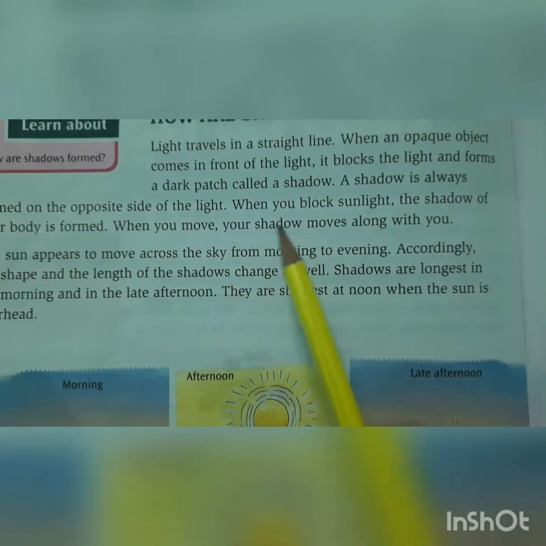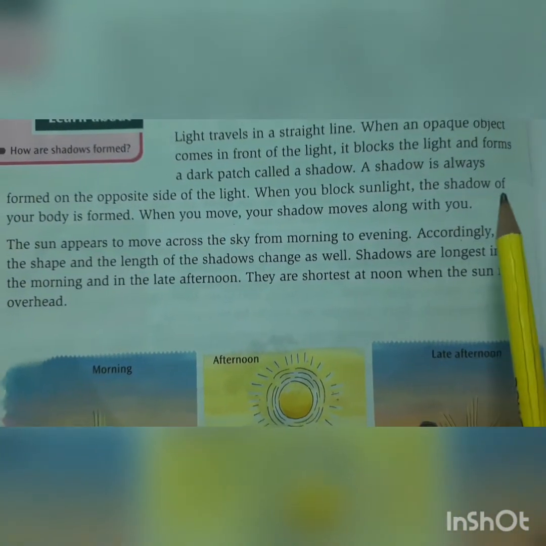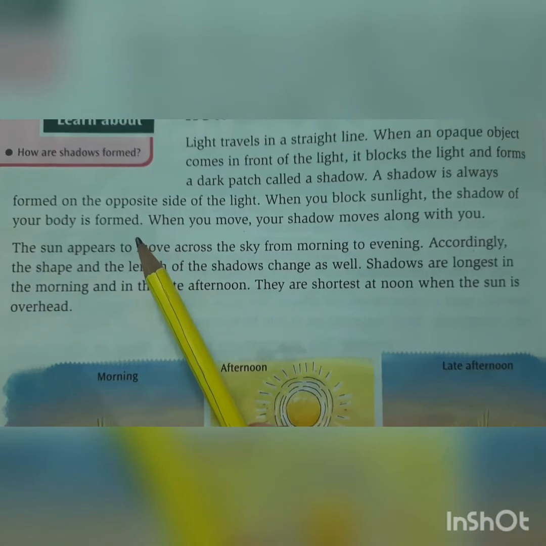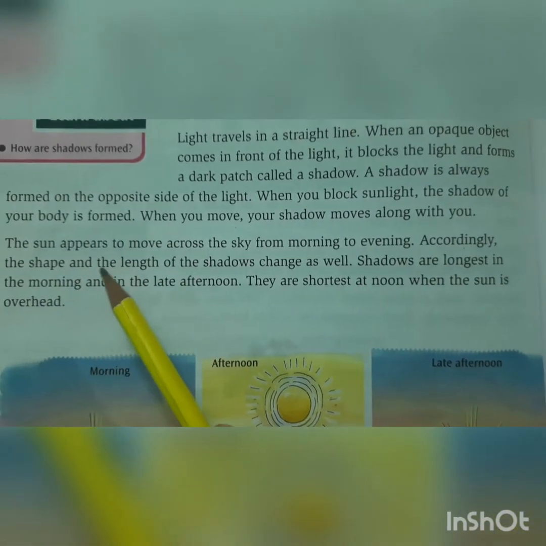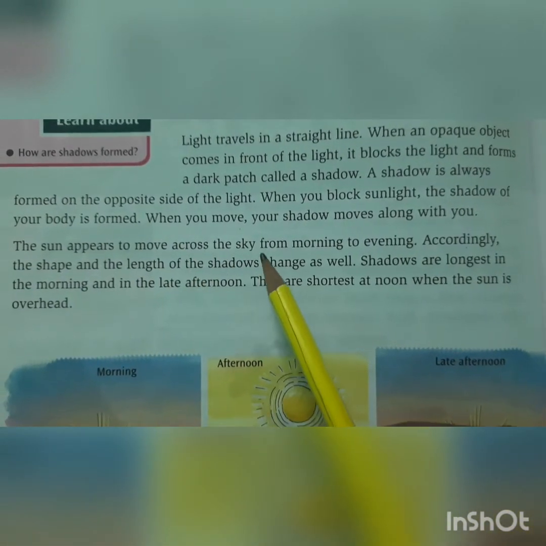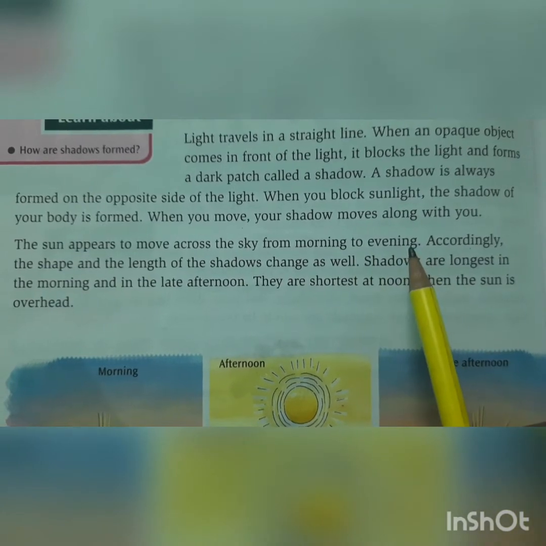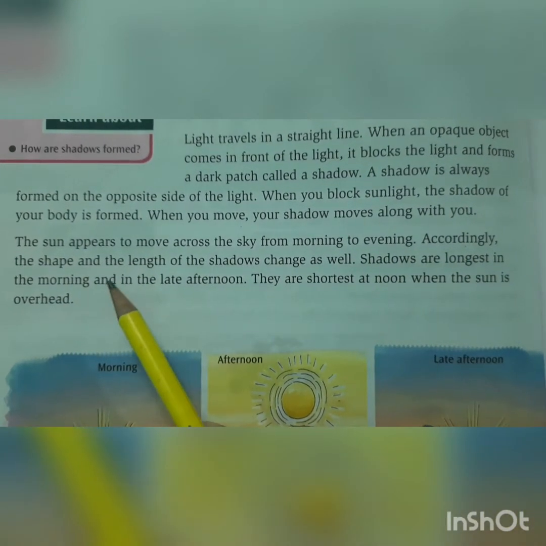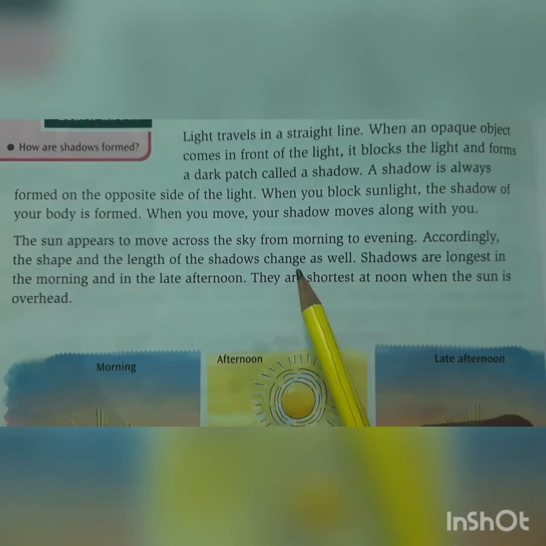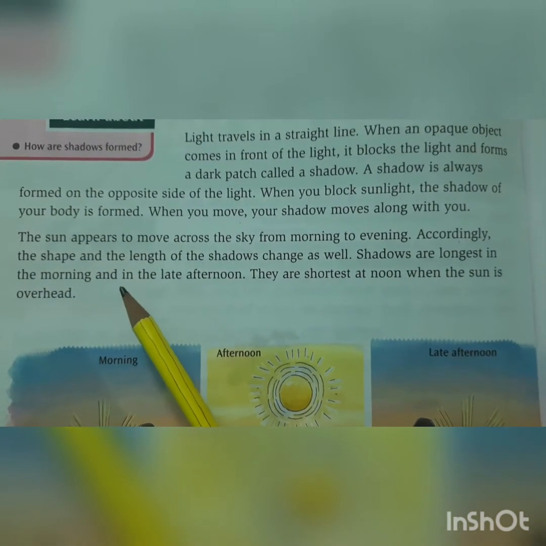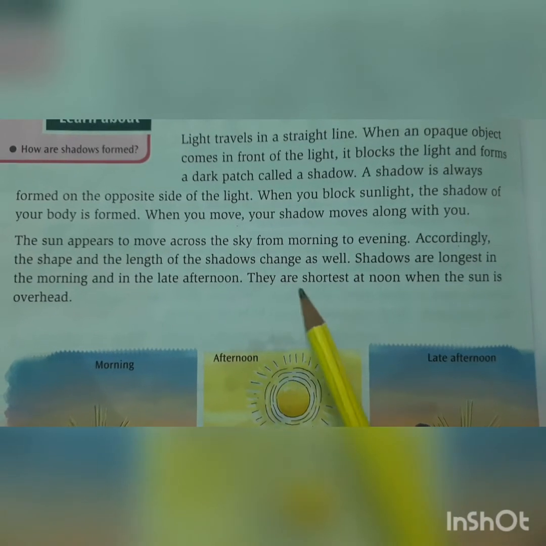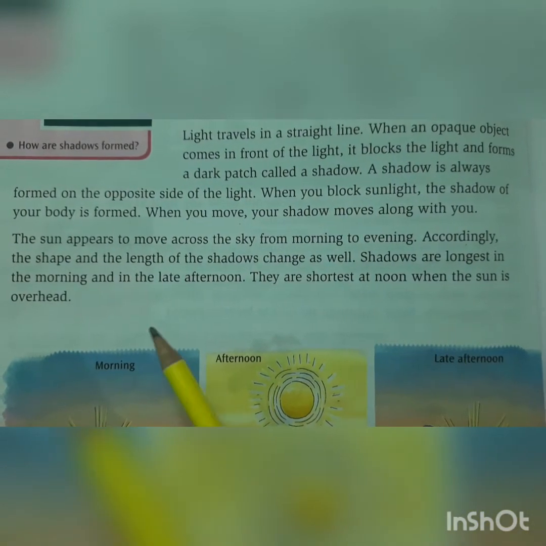Now, when you block sunlight, the shadow of your body is formed. When you move, your shadow moves along with you. The sun appears to move across the sky from morning to evening. Accordingly, the shape and length of the shadow changes as well. Shadows are longest in the morning and in the late afternoon. They are short at noon when the sun is overhead.